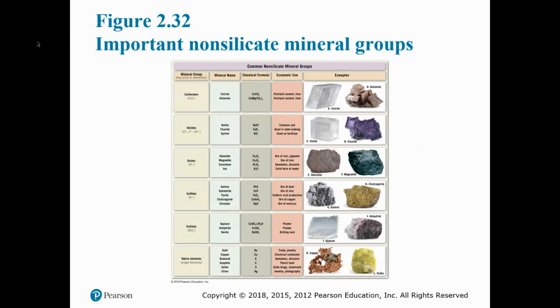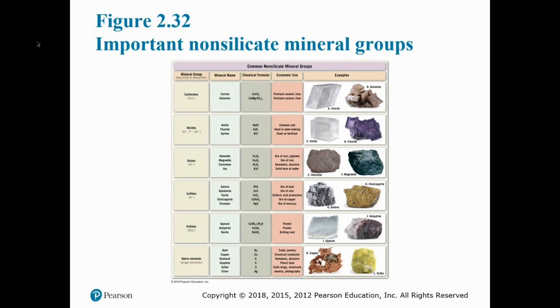So we have our carbonates. Carbonates are primarily composed of calcium carbonate. You see the examples there of calcite and dolomite. They're usually found together in limestone and dolostone. Limestone is used in gravel and also as a building stone. It can be found in a particular type of cement called Portland cement.